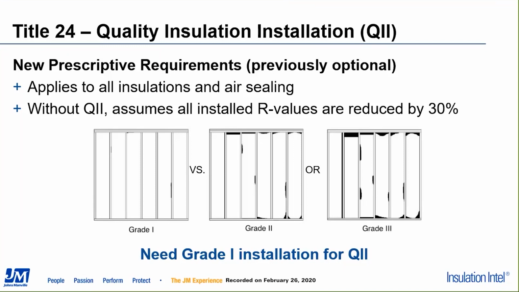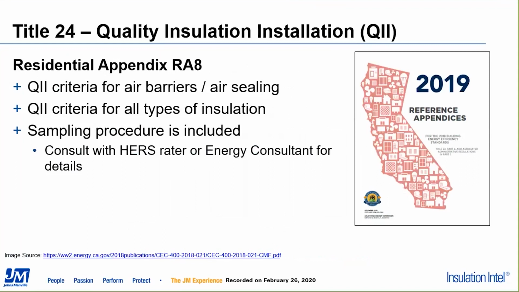And there's actually, let me jump here to the next, because this is one of those topics that we could spend a lot of time digging into the weeds on. Inside the documentation, the reference appendices that go with the code, there are QII criteria for literally everything, for all sorts of air barriers and air sealing, right? There's caulking, sealing that's required, and there's also criteria for all types of insulation, right? It's not just fiberglass bats. It's loose fill, it's spray foam, it's foam sheathing.